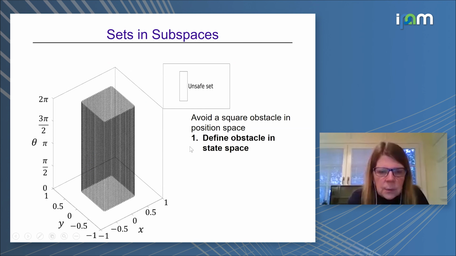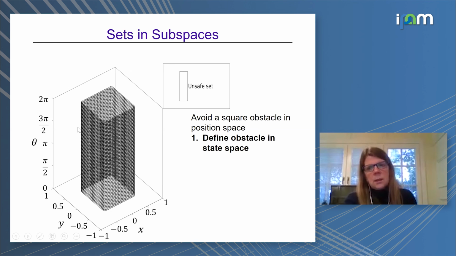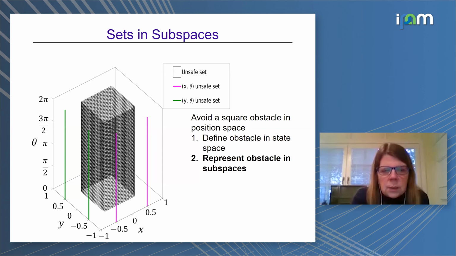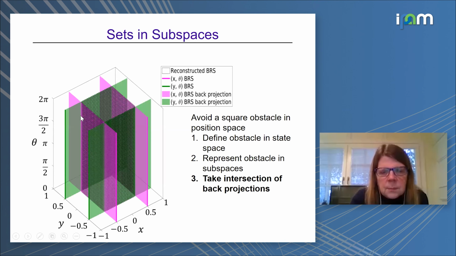And so this is the example that we have where the idea is to try to avoid this region here. It's a square obstacle in the position space, so in x and y. And we've backpropagated over theta. It doesn't matter what angle you want to avoid it at. You basically want to make sure that you avoid that set. And so here, the set that you're trying to avoid can be represented in the two individual subspaces. You can project that set down, and more importantly, its back projection actually represents the set itself.